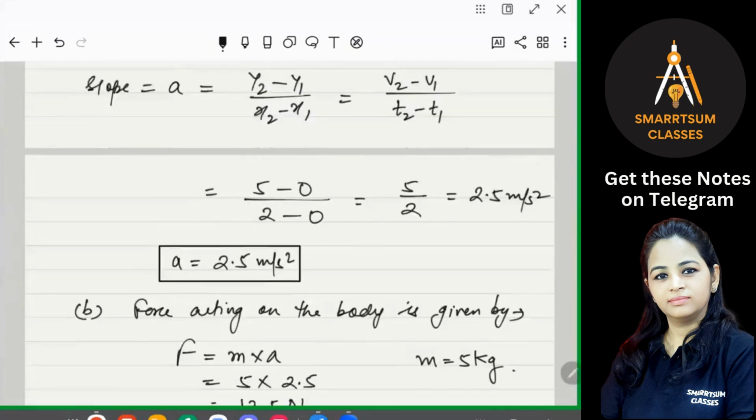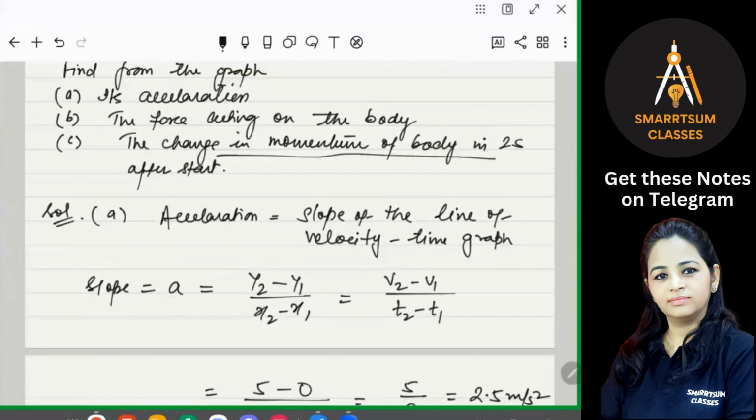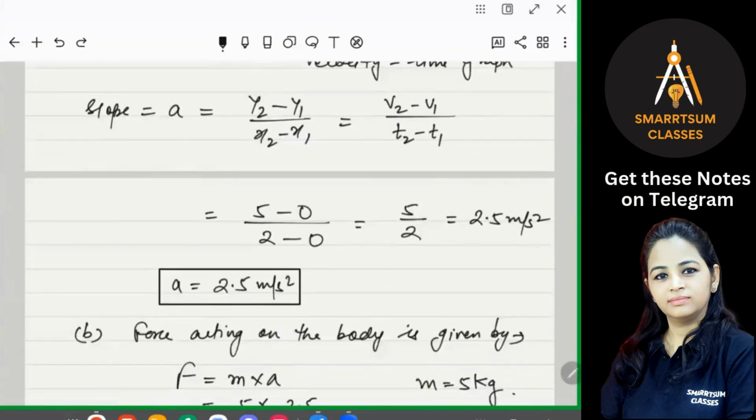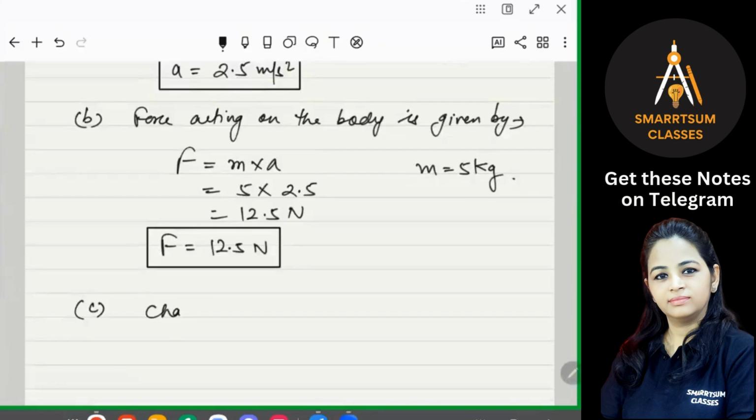C part. In C part, you have to find the change in the momentum of the body in 2 seconds after start. What is the change in the momentum? So write down change in momentum. Change in momentum means you have to find delta p. And delta p is final momentum minus initial momentum. P2 minus P1, yes or no?